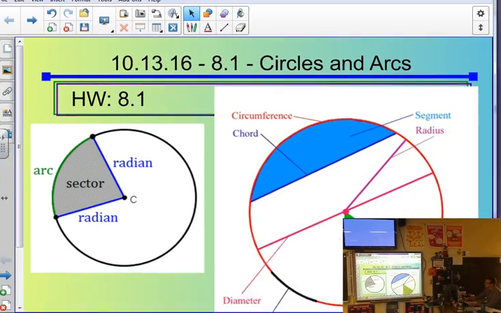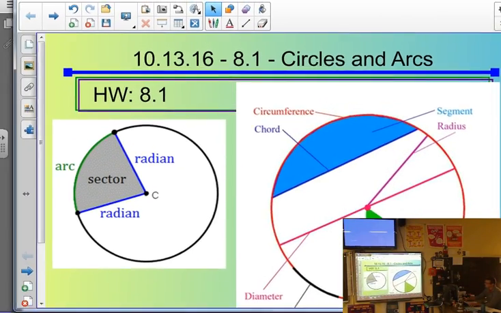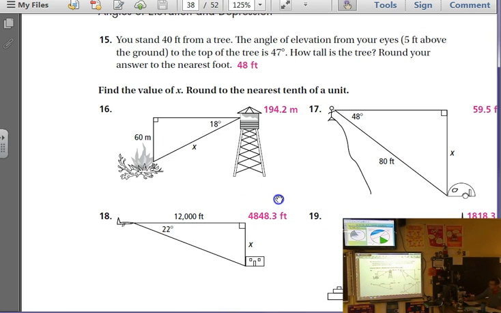All right, it is October 13th today. Hopefully we end up getting to circles and arcs, but if not, it's okay. So we should have 7-4 out, angles of elevation and depression, so that we can finish checking this and then have 7-5 ready to go, because we will check that next.